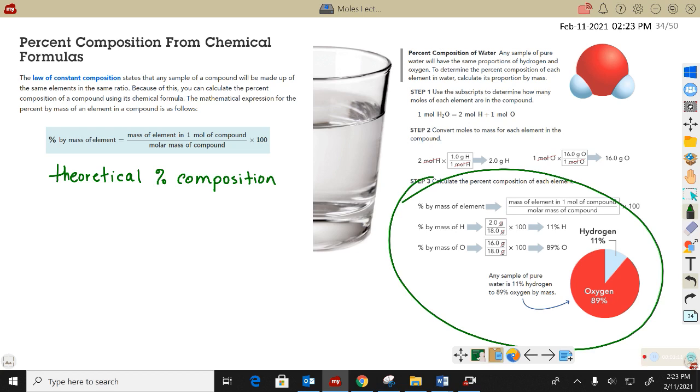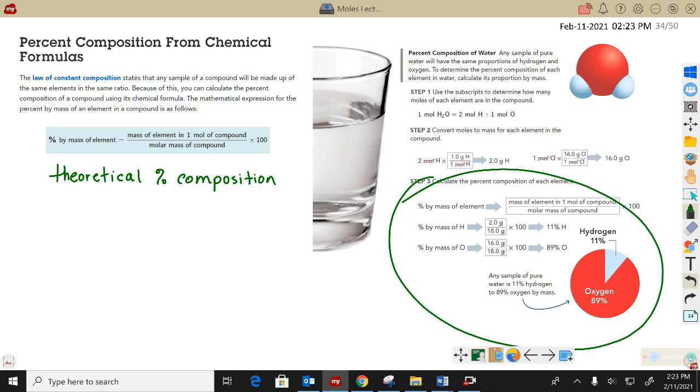We could do the same thing with the molar mass of oxygen. There's 1 oxygen for 16 grams divided by the total mass of a water molecule, molar mass of 18 grams, and we get about 89% oxygen. Now these would be theoretical percent compositions, that any sample of water that has hydrogen and oxygen in a 2-to-1 ratio should end up being 11% hydrogen and 89% oxygen by mass. That's the true accepted composition of a water molecule.